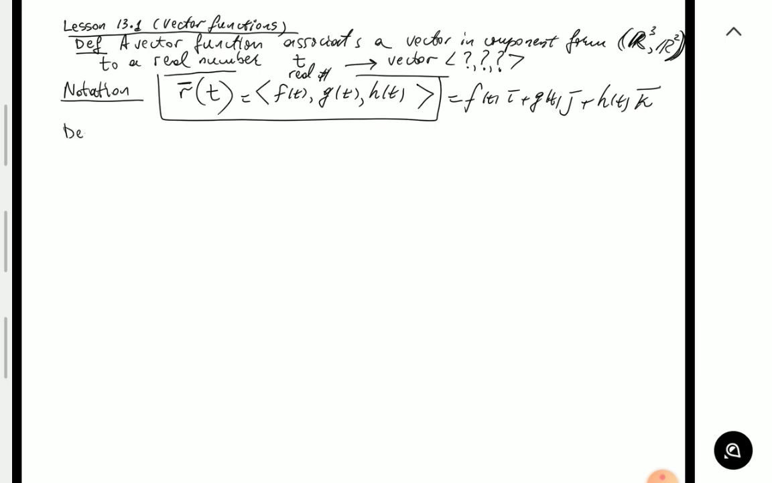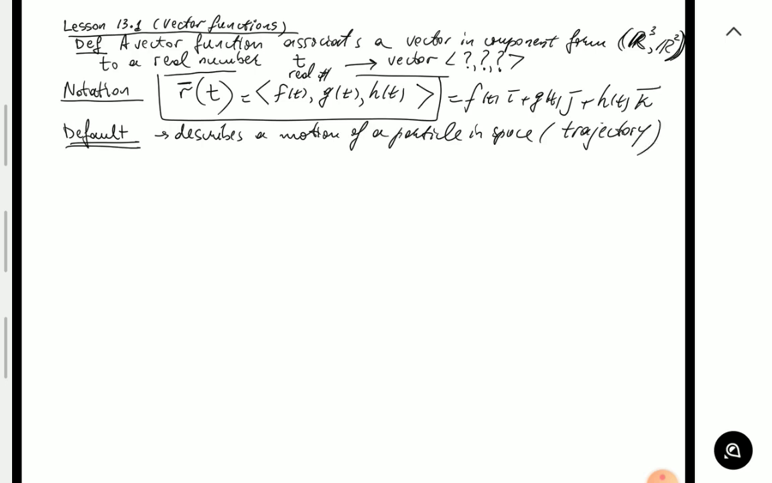So the default example from real life that you should have in mind is that this function describes the motion of a particle in space. In other words, it gives you the trajectory of that particle as time goes on. That's why we typically denote the variable by t, because in this default example, t denotes the time. It's so useful to have this default example in mind that even though it doesn't always have to represent a motion in space, I still usually call t the time variable.